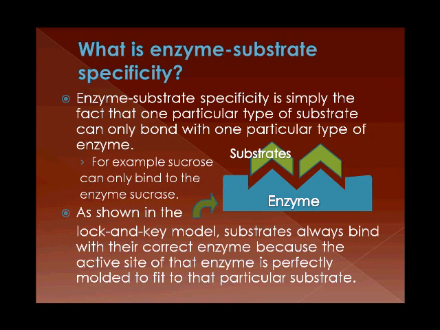So what is enzyme substrate specificity? Well, the specificity is simply the fact that one particular type of substrate can only bond with one particular type of enzyme. For example, sucrose can only bind with sucrase. Also, this idea is known as the lock and key model, as shown on your right, and the lock and key model simply illustrates that substrates always bind with their correct enzyme because the active site of that enzyme is perfectly molded to fit the particular substrate. It looks like a lock and a key.